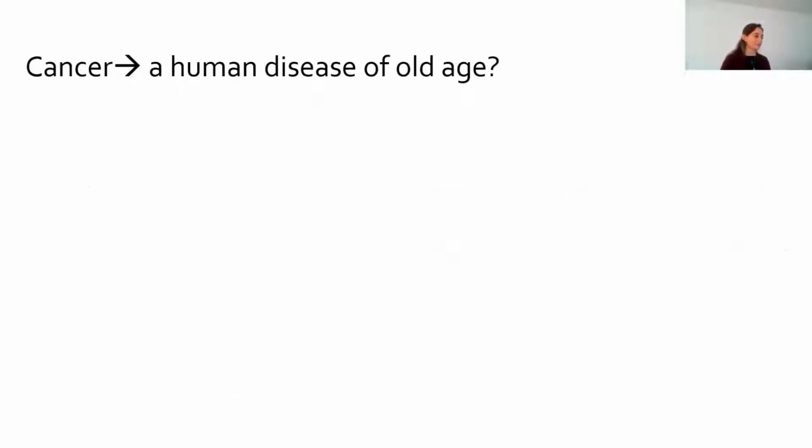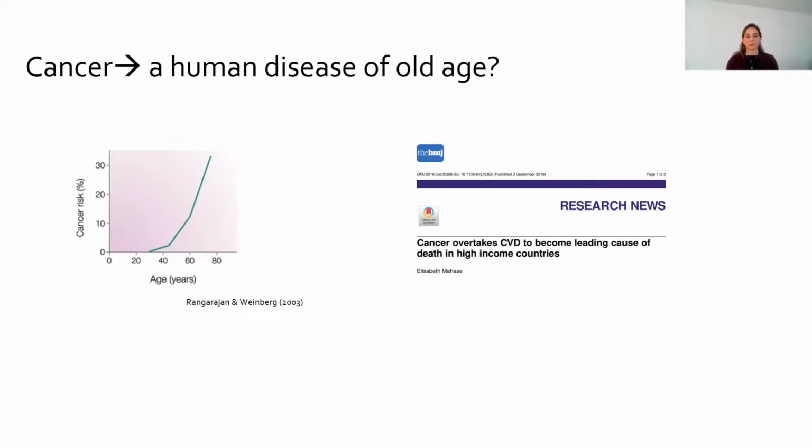I've written. So all of you would be familiar with cancer, and you might be thinking of it as a human disease of all age. And with this, you wouldn't be wrong. Indeed, cancer incidence in humans increases with age, and it is an important human disease. It actually just overtook cardiovascular diseases as the leading cause of death in high-income countries. And this might be the extent to which you thought about cancer before, and this was definitely my case until I started this PhD position.